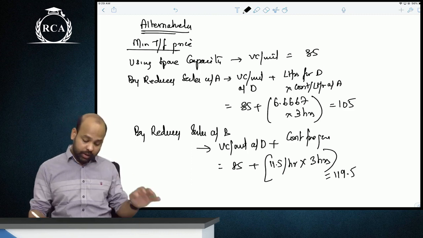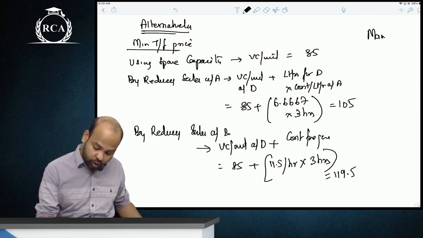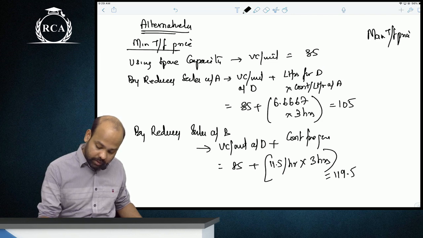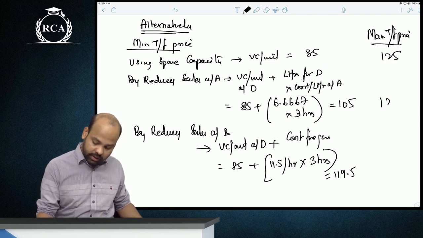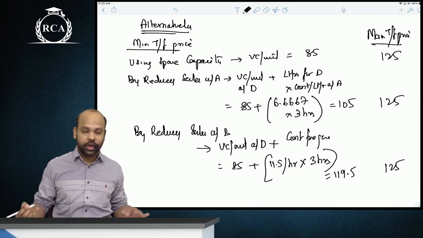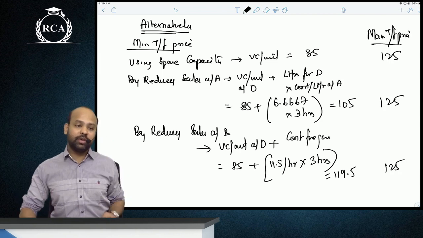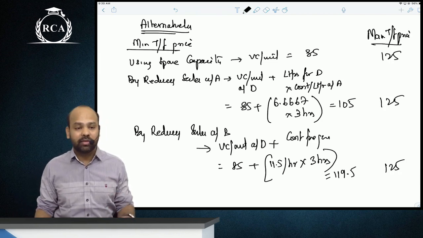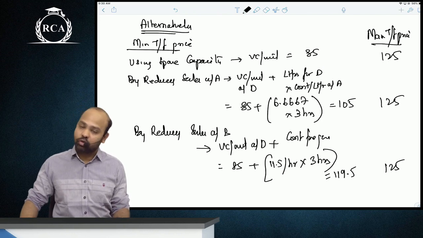119.5. All of them, beta. Maximum transfer price, beta, in all of the cases is 125 only. That is not going to change. Maximum transfer price, beta, in all the cases is 125 rupees only, guys. That is not going to change.